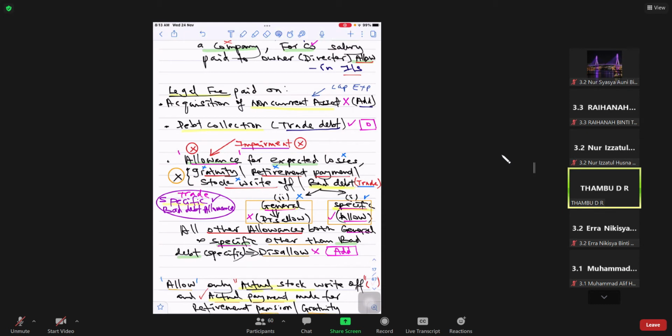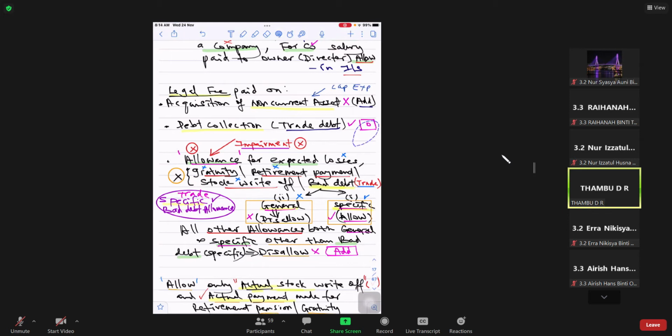Legal fee, you pay legal fee to collect your money. You sell the goods, they didn't pay, you send them a lawyer notice, you take them to the court. That is trade debt. Debt collection is trade, allowed, only if it relates to trade. Suppose you are a company running business, you lend money to your staff. Staff didn't pay you, and then you send legal notice. That legal notice is not for business transaction, it is for lending money. Lending money is not your business. Therefore, that is disallowed. Legal fee paid on revenue is allowed only if the revenue is business.